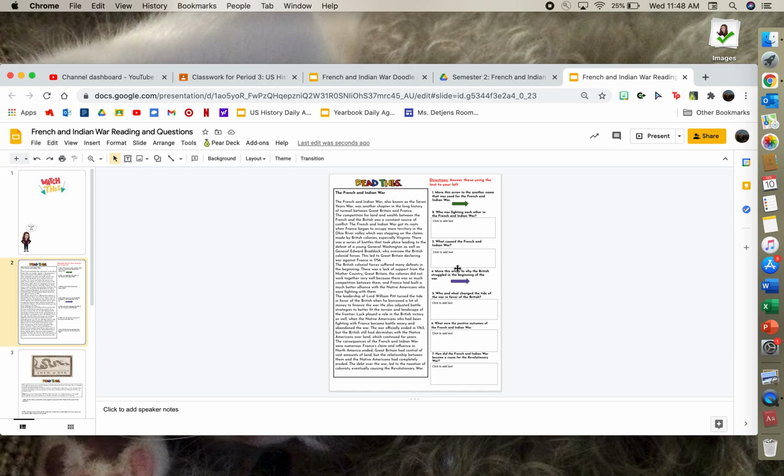Something happened. So move an arrow to why the British struggled in the beginning of the war. The British were not that good when it came to fighting. So go ahead and tell me why this was so by moving this arrow to the point in which it tells you that. Who and what changed the tide of the war in favor of the British? So obviously things started to go onto the British side. They started succeeding. So why was this the case? Who and what changed the tide of the war in favor of the British? So there was a certain person who changed that tide.